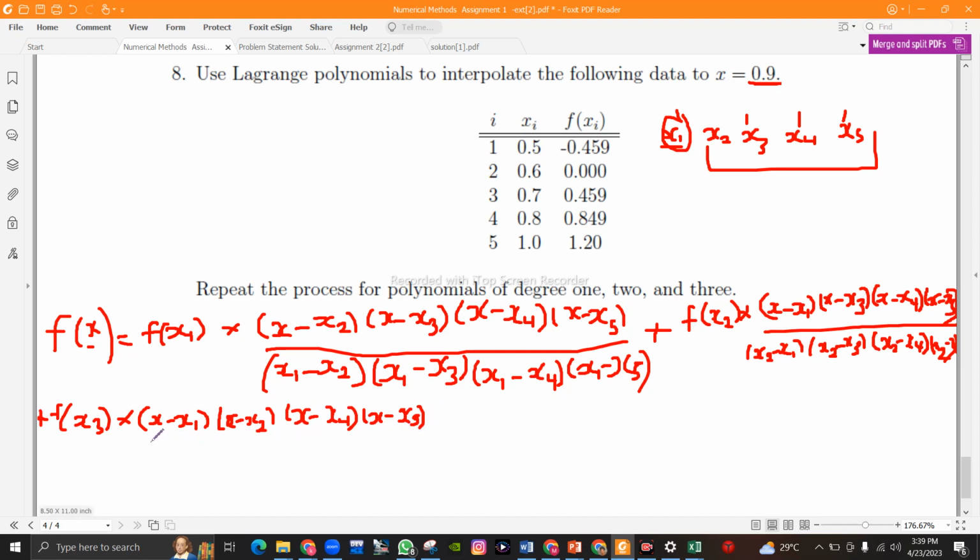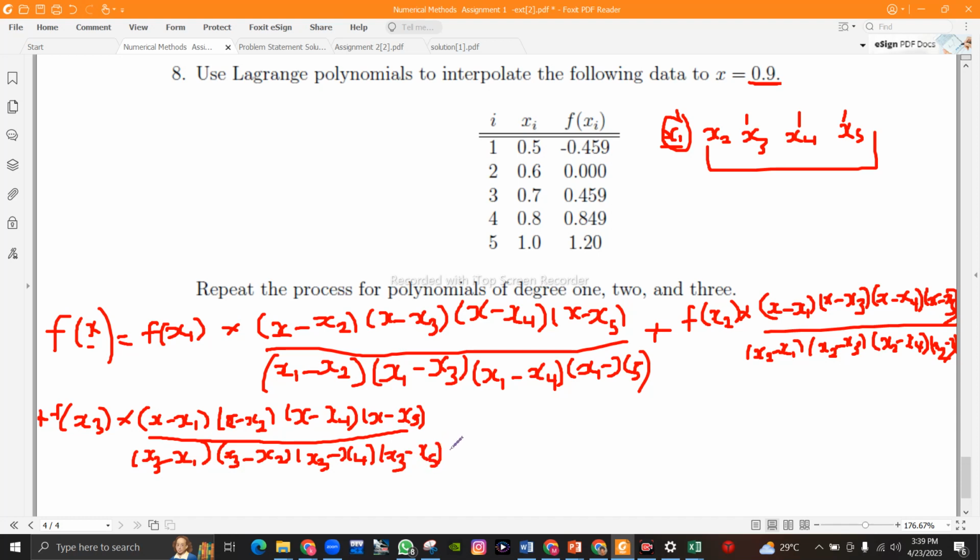Divided by the x3 that we're using to interpolate, we subtract every other value. That will be x3 minus x1, x3 minus x2, x3 minus x4, x3 minus x5.